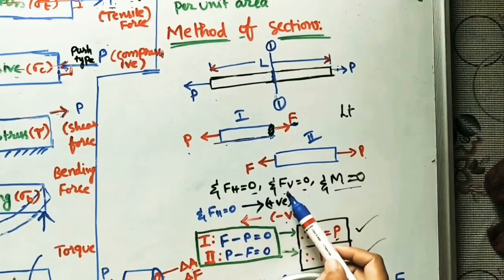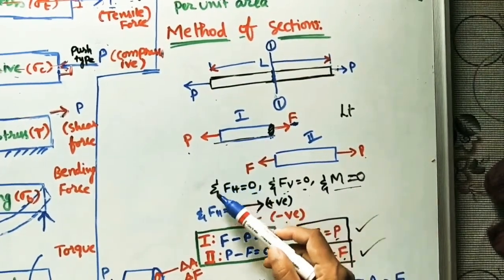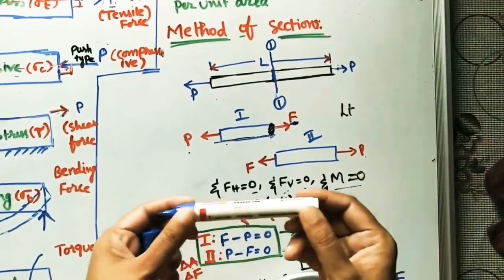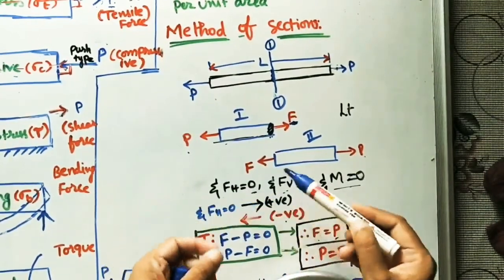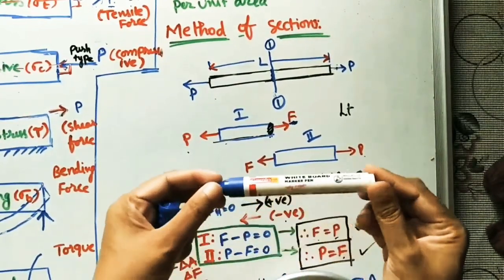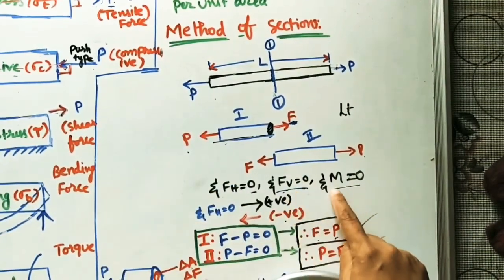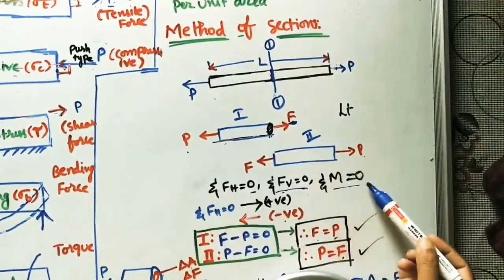Sigma Fh is 0, sigma Fv is 0 and sigma M is 0. The meaning is whatever horizontal unbalanced forces there are, they should be 0. The section should not move horizontally. Whatever vertical unbalanced forces there are, they should be 0, meaning it should not move up and down. And sigma M is 0 means it should not rotate about any point; the moment should be 0.